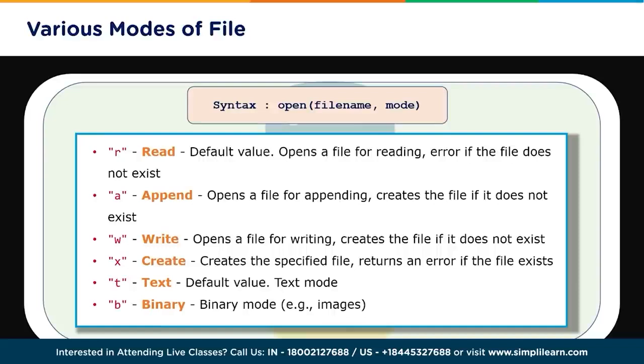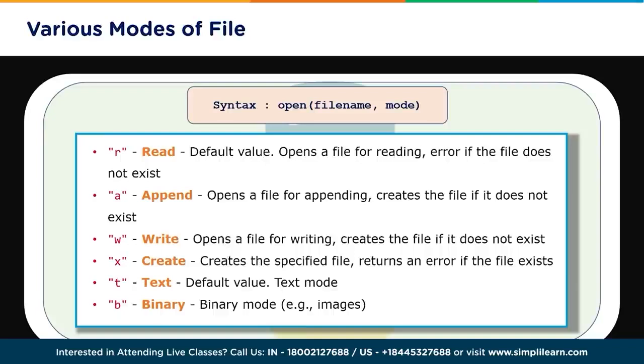You can open a file, first of all, in the read mode, which is the default mode, and it opens a file for reading. But if the file does not exist, it throws an error. Second is append, A. It opens a file for appending, and creates the file if it does not exist. So in this mode, if the file does not exist, it gets created. Similarly, in the write operation, it opens a file for writing and creates the file if it does not exist. So A and W will create the file.